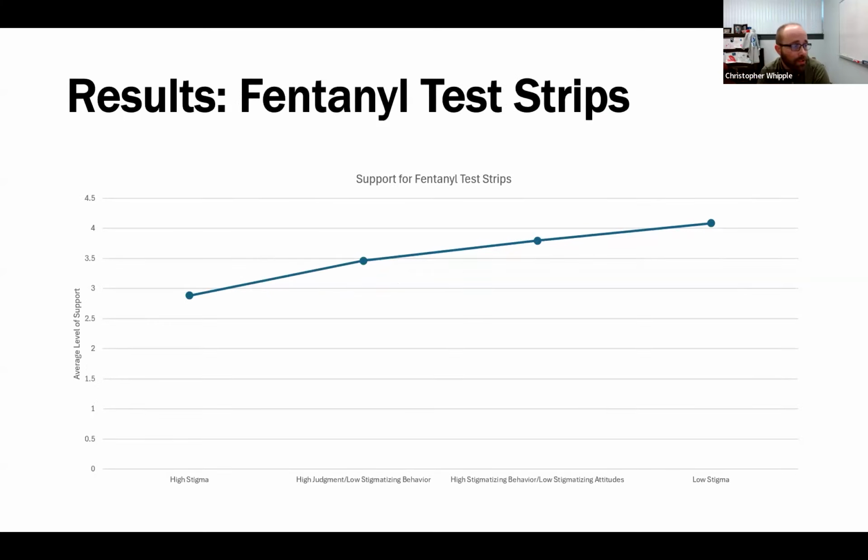This is for fentanyl test strips. Since fentanyl test strips were legalized in Pennsylvania, overall, we've seen kind of an increase in level of support for their use. But this data is coming from before they were legalized.